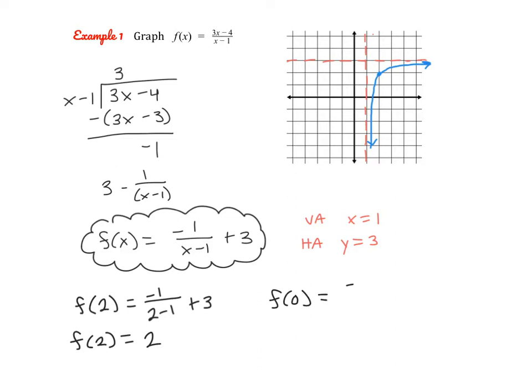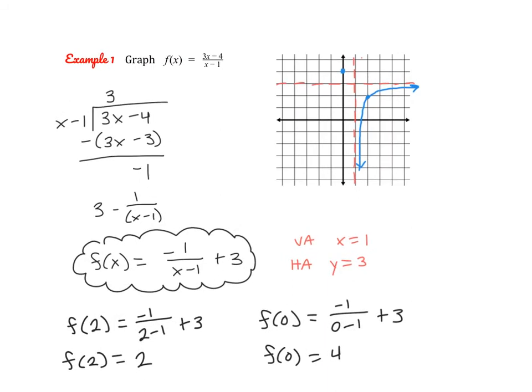So that gives us negative 1 over 0 minus 1 plus 3. So f of 0 becomes positive 1 plus 3, so 4. So we have the point (0, 4) right here. And then again, we know that our graph is going to follow along our asymptote, so something like this. And there you have it.